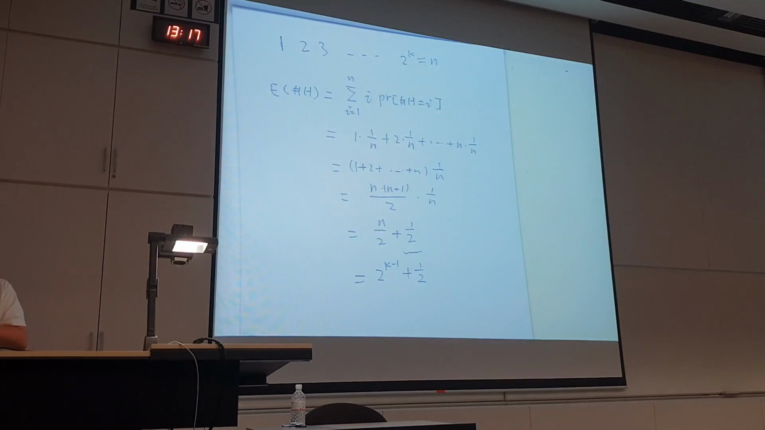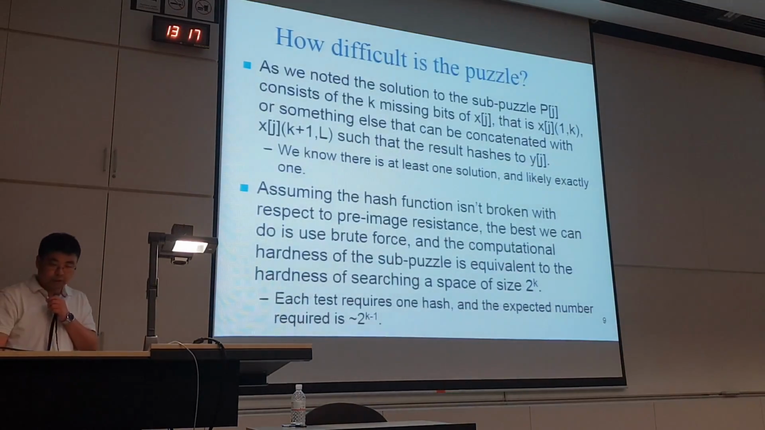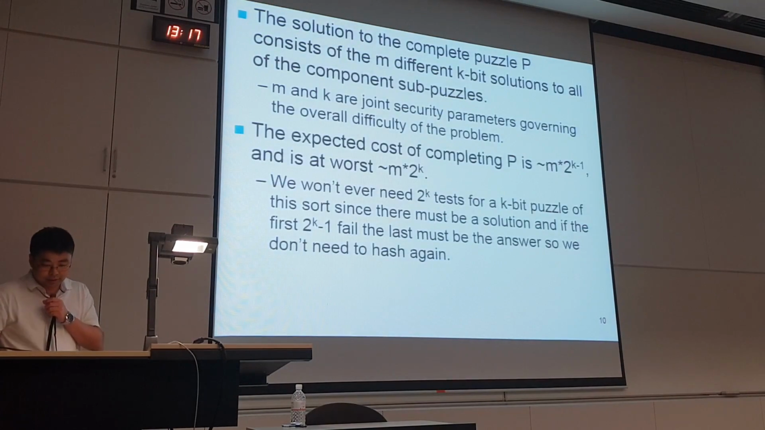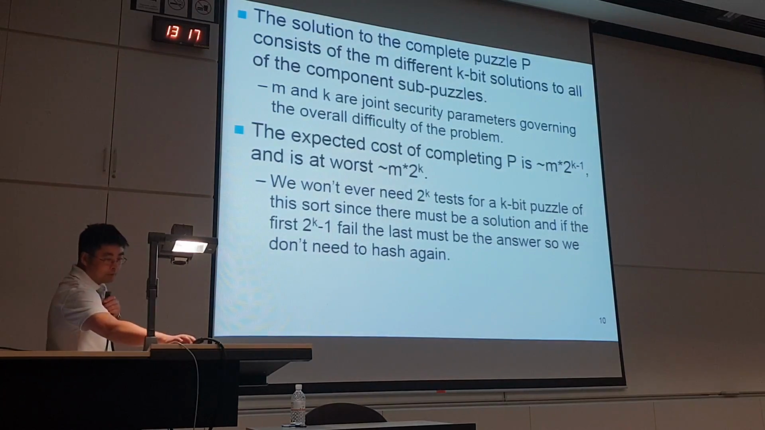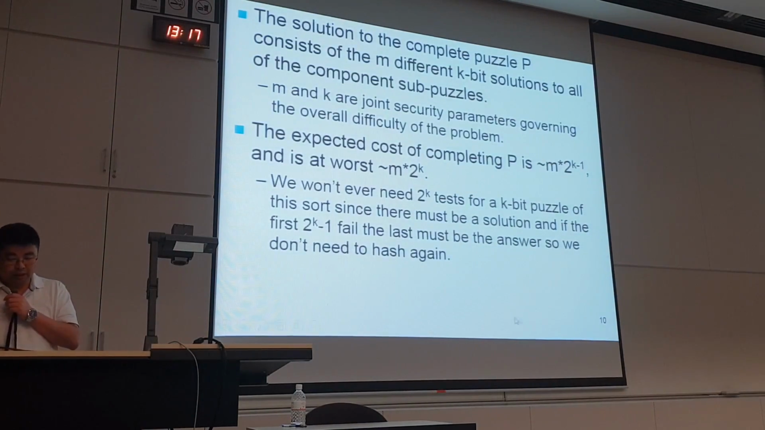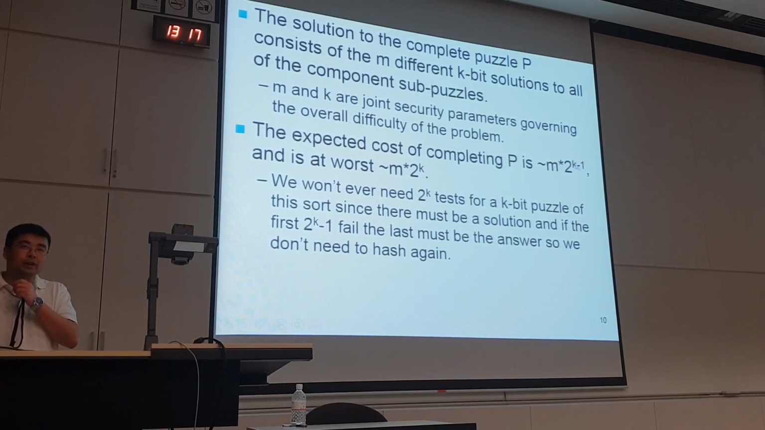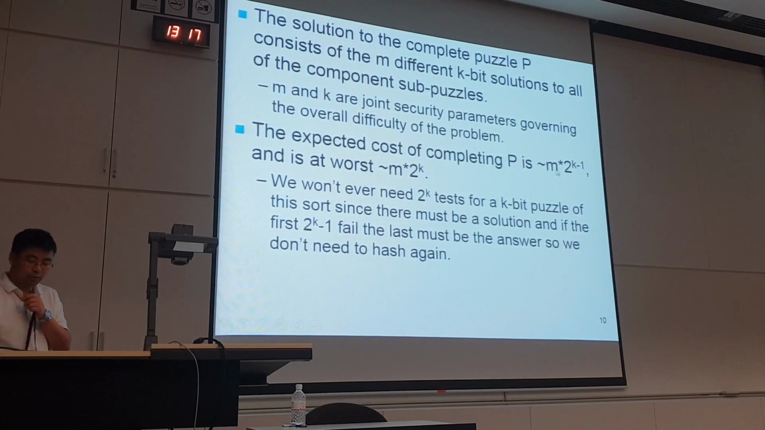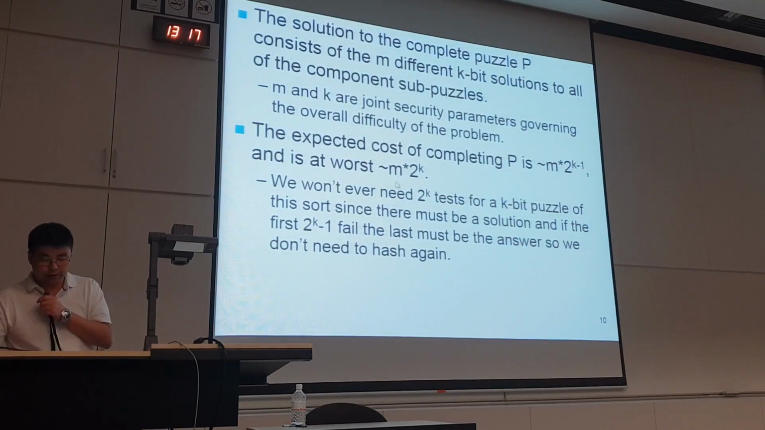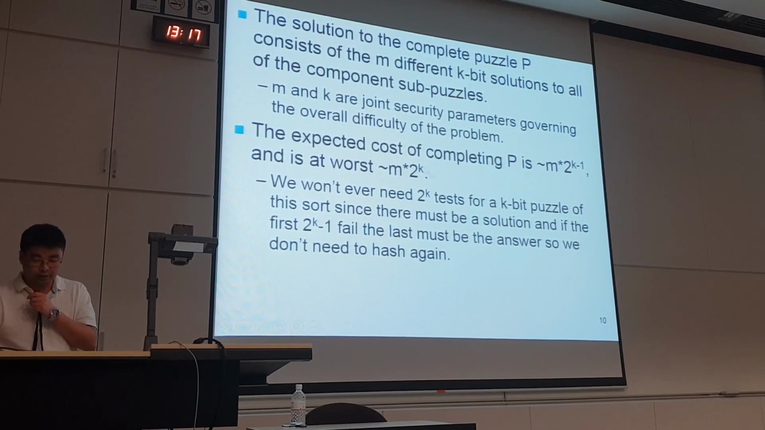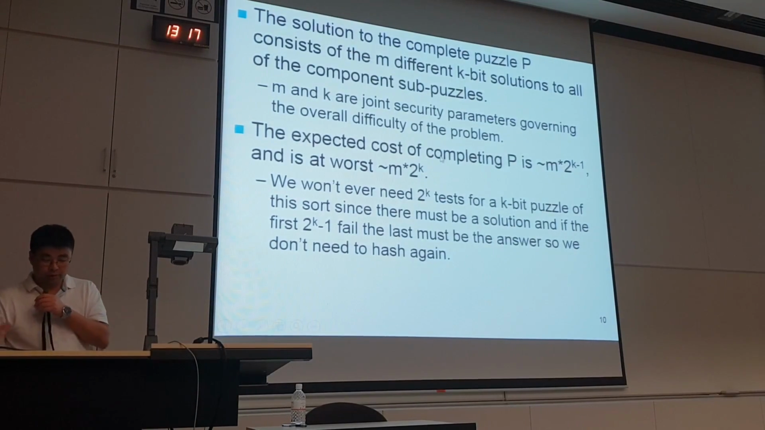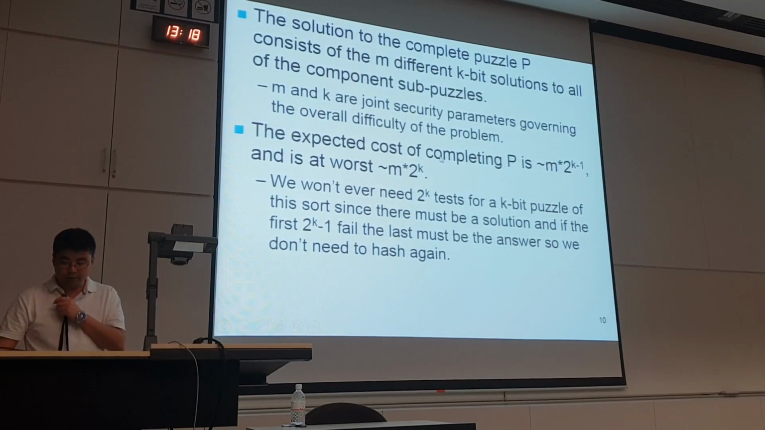But if you have multiple client puzzles, then we need to look at the distribution, right? If you have m client puzzles, then the overall difficulty will be m times 2 to the power of k minus 1, because for each puzzle you need 2 to the power of k minus 1 hashes to find the solution. So if you have m subpuzzles, you need m times 2 to the power of k minus 1. And the worst case is m times 2 to the power of k. That's what you need to perform if you want to solve all the subpuzzles.